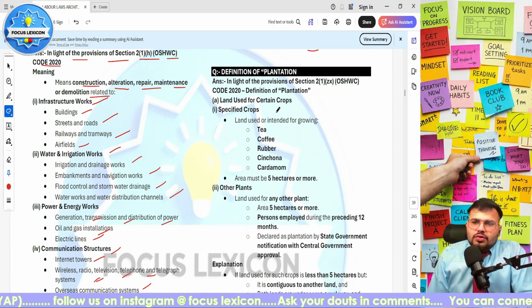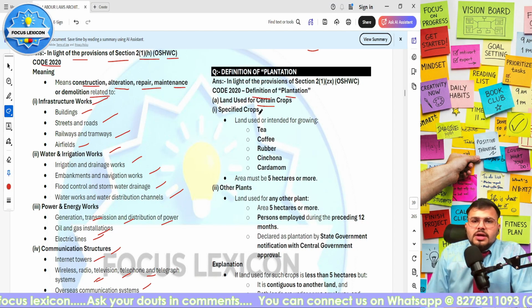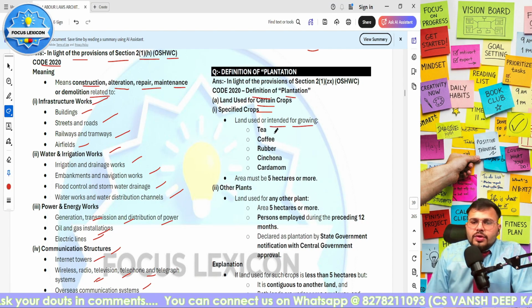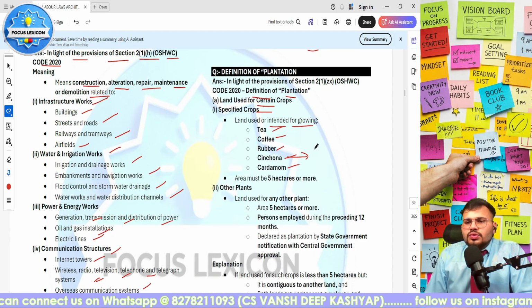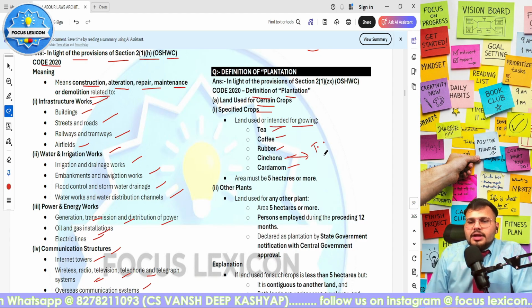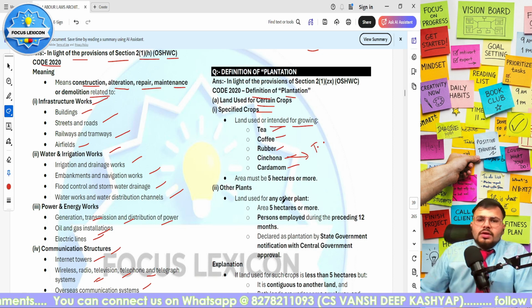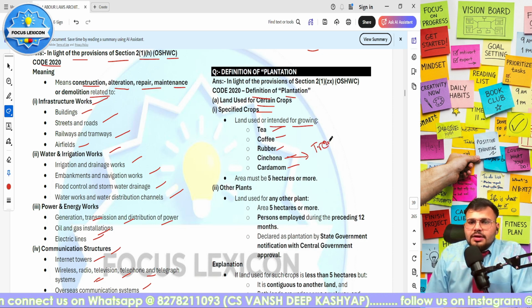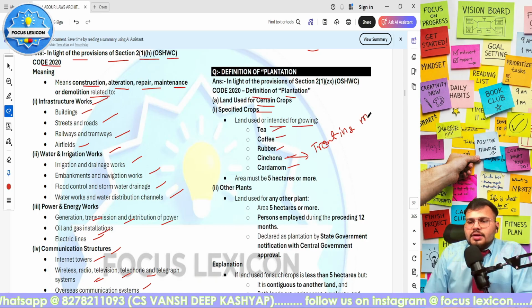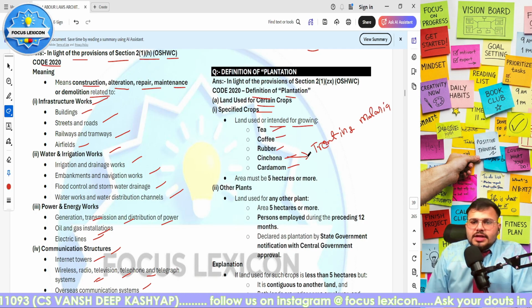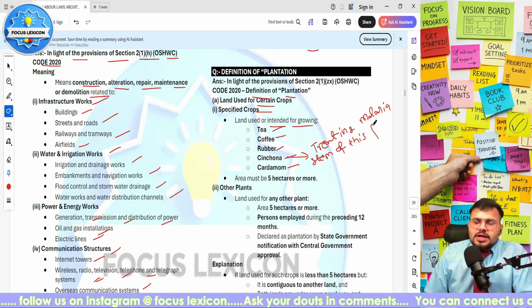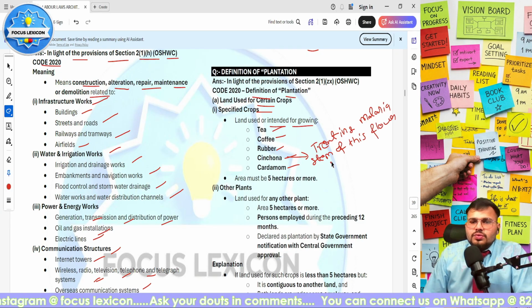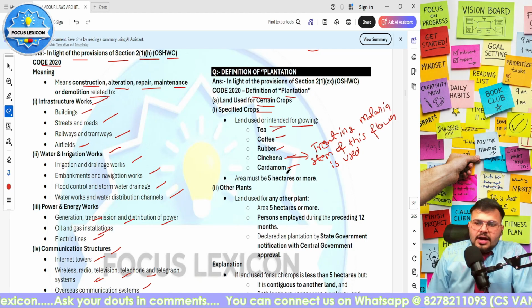In the light of provision of section 2(1)(ZX) OSHWC Code, definition of plantation: land used for specified crops, land intended for growing tea, coffee, rubber, cinchona, cardamom. Do you know what is cinchona? This is used for treating malaria. And the stem of this plant is used. Then cardamom, that is elaichi.